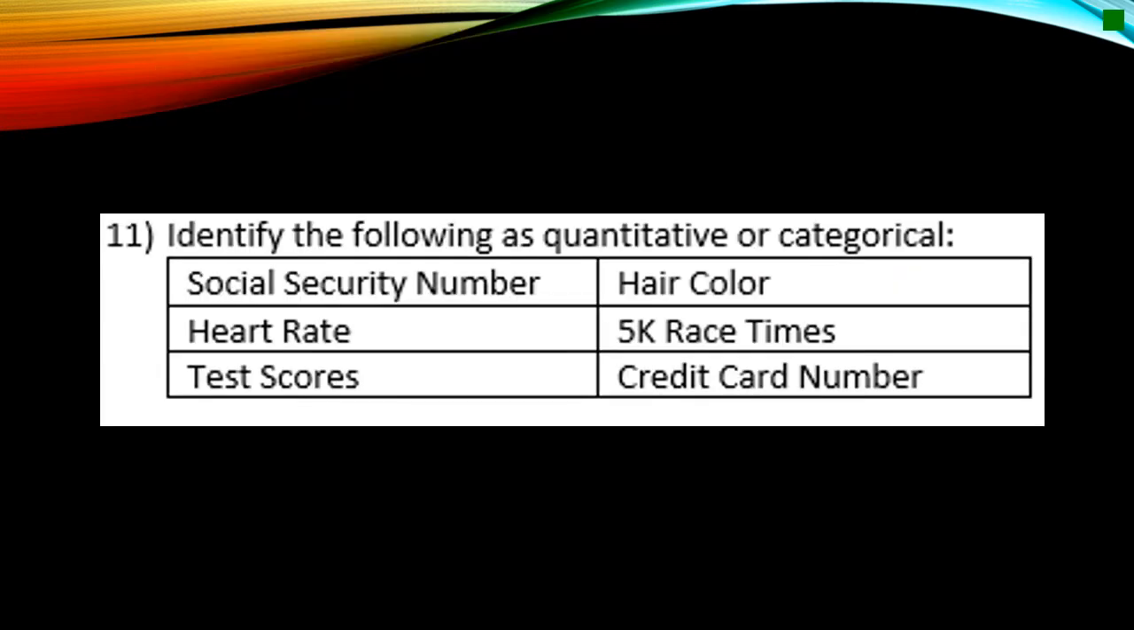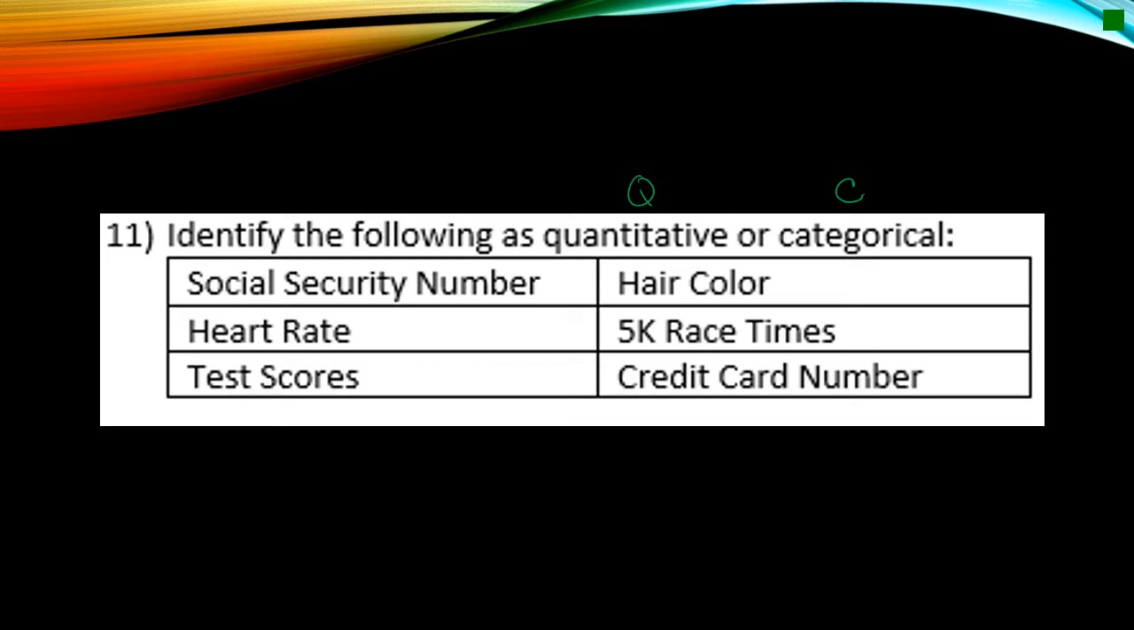We need to identify the following variables as quantitative or categorical. So I'm just going to go through and use either a Q or a C. Q for quantitative, C for categorical. So remember that anything that is a number could potentially be quantitative. But it could also be categorical. You have to determine if it's something that's measurable. If it's not something that is measurable, then it's categorical.